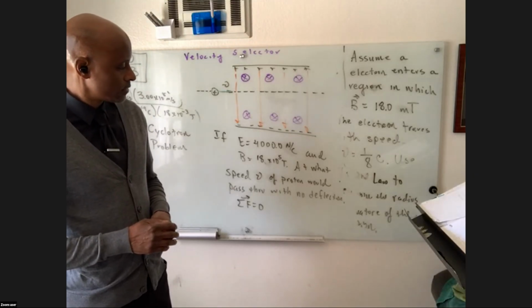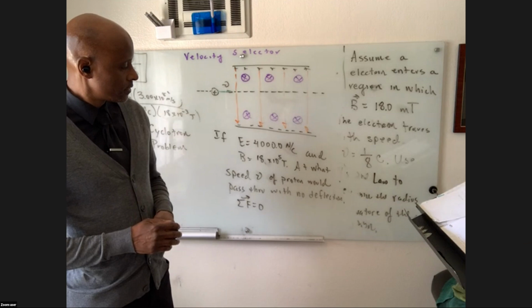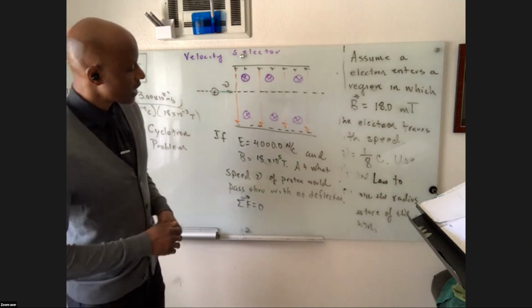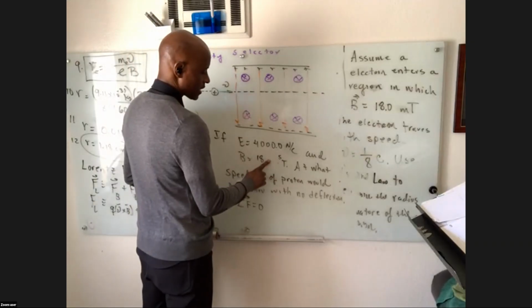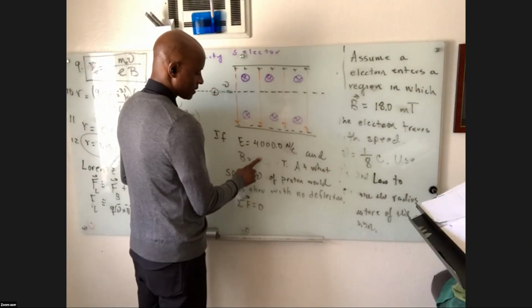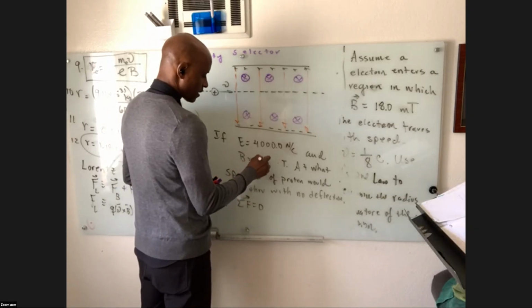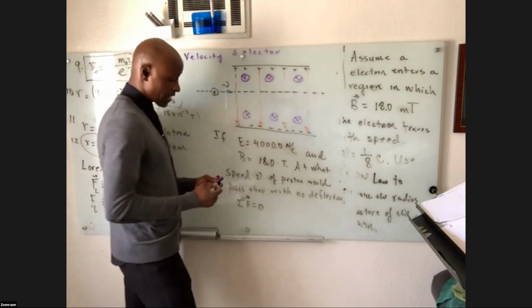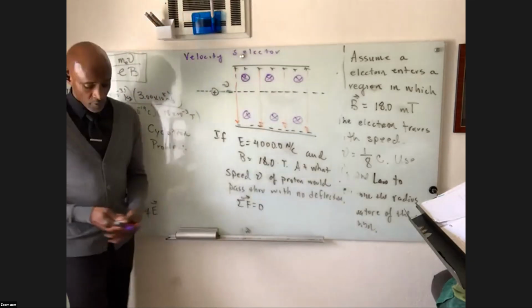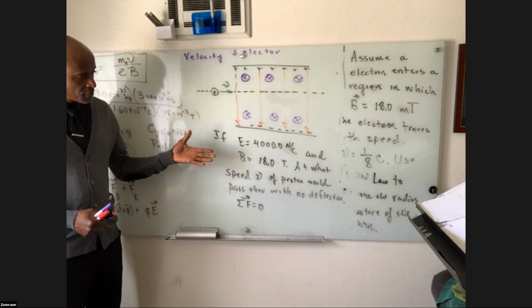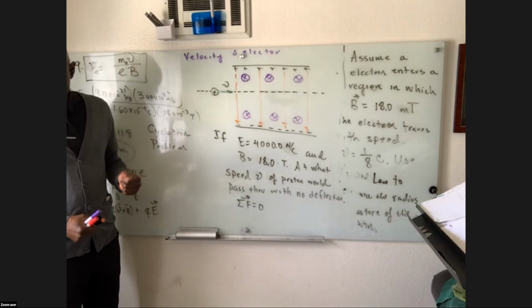Actually, it doesn't have to be that high. Just make it 18 Tesla, as opposed to 18 milli. That might make it too small. So 18.0 Tesla, which is actually a very high field, high enough. Anyway, so 4,000 newtons per coulomb and 18 Tesla.